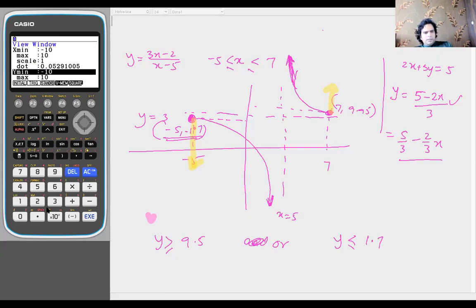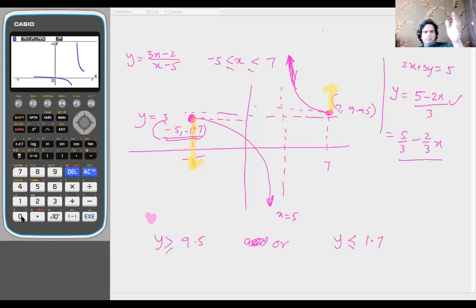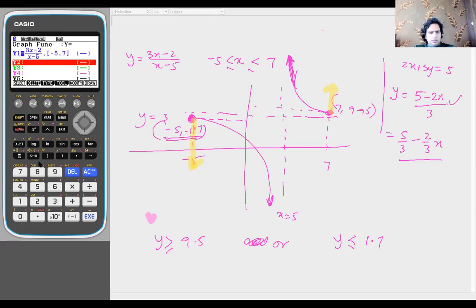I would like to see the y values. Let's say I put the y maximum to 50 so that I can see at least part of the graph, how it looks. Now on the same graph, if I plot y equals 5 minus 2x over 3, you can use the fraction option and put this in directly. So 5 minus 2x over 3. This is how my graph looks.